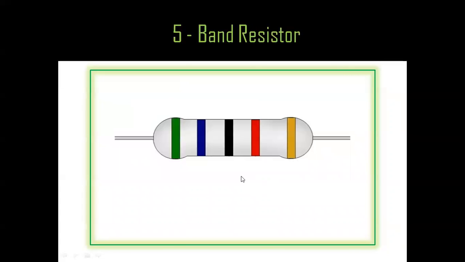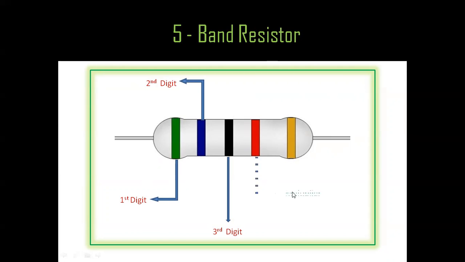Now, let's have a look at the 5-band resistor. For a 5-band resistor, you have 5 color bands colored over it. Now, the first three color bands represent the first 3 digits in the value of the resistor. The 4th band represents the multiplier and the 5th band represents the tolerance.